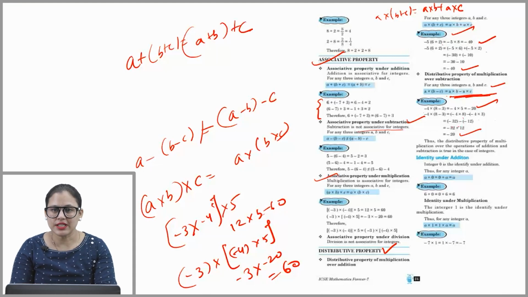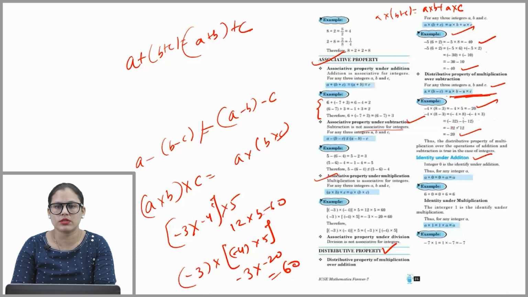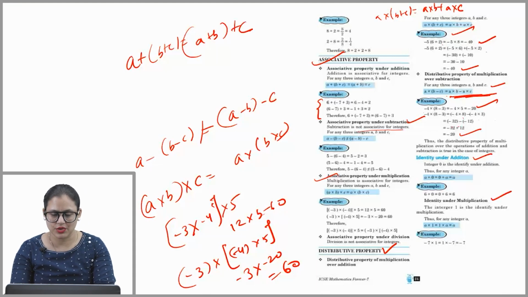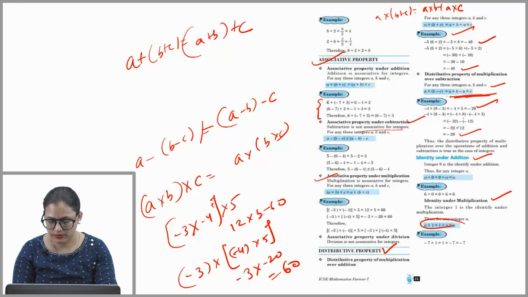Okay. Identity under addition. Integer 0 is the identity under addition. Thus, for any integer a, a plus 0 is equal to 0 plus a is equal to a. Example, 6 plus 0 is what? 6, and 0 plus 6 is what? 6. Identity under multiplication. The integer 1 is the identity under multiplication. Thus, for any integer a, a into 1 is equal to 1 into a is equal to a.